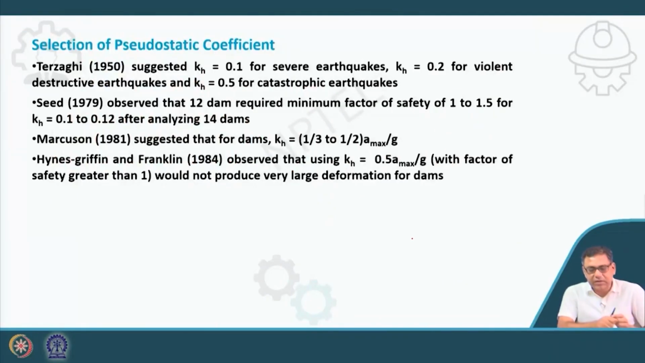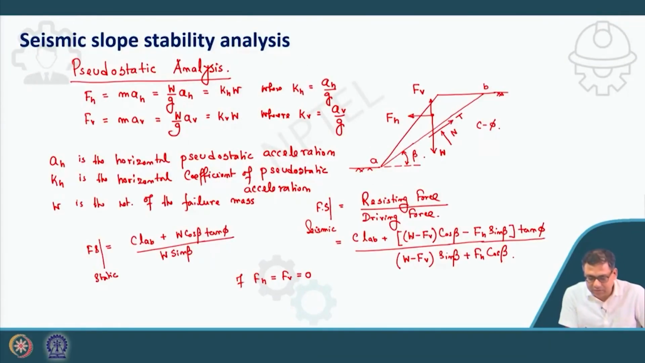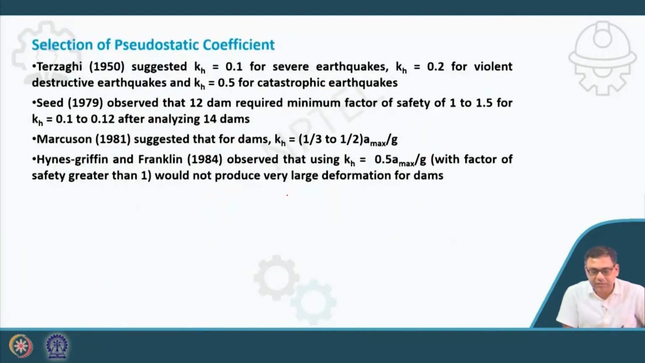Now, the selection of the pseudostatic coefficient. This is the coefficient of pseudostatic acceleration, or the pseudostatic coefficient. There is no proper rule to select it. Terzaghi suggested that the KH value should be 0.1 for severe earthquakes, KH equal to 0.2 for violent destructive earthquakes, and KH equal to 0.5 for catastrophic earthquakes. So the range of KH is 0.1 to 0.5, as Terzaghi has suggested.